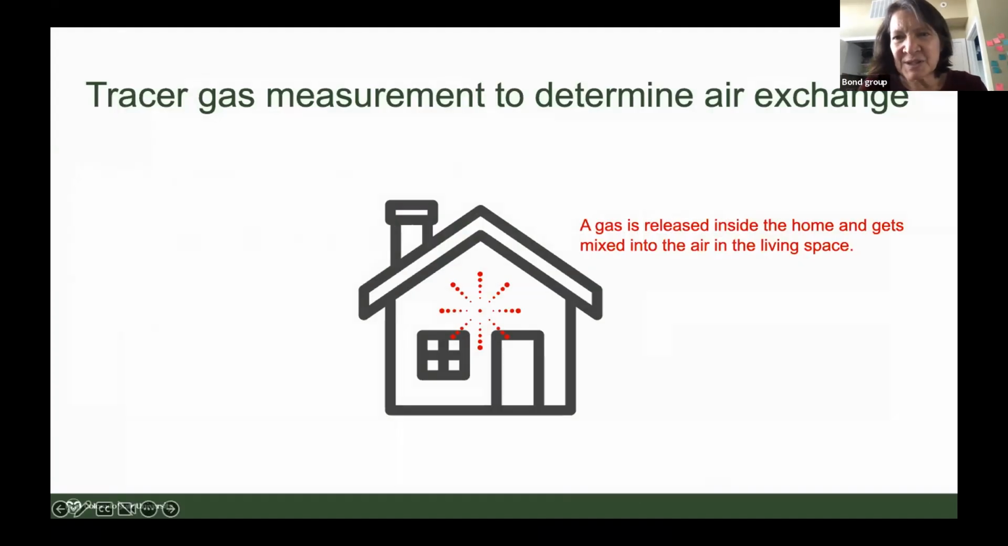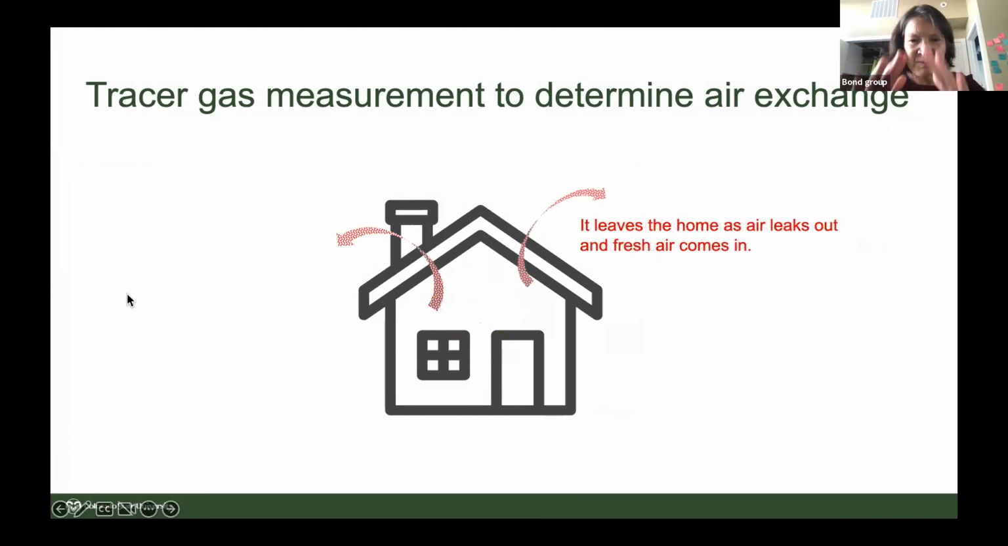And so Don referred to a tracer gas measurement. This is what most people do in order to determine the air exchange rate of a home. I'll just give you a little introduction to this because this is something we're going to be doing. So a gas is released inside the house. That gas gets mixed into the air in a living space. And then that gas leaves the home as air leaks out and fresh air comes in.